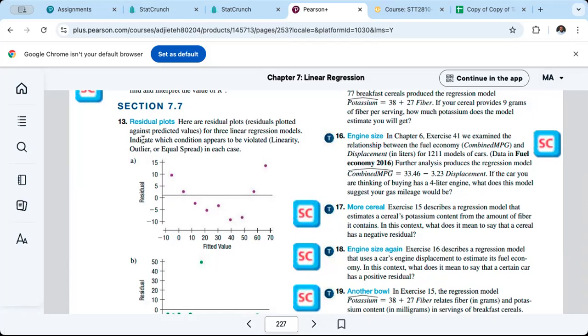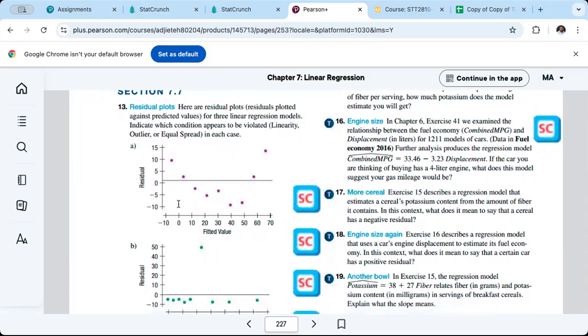Now, indicate which conditions appear to be violated. And then they've given you the conditions here. Is that okay? So when you look at this one here, A, which condition do you think is violated? Anybody want to try? They're asking you to look at these residual plots and state which conditions appear to be violated. They've given you the conditions: linearity, outlier, and then equal spread. Which of these graphs violates which condition?